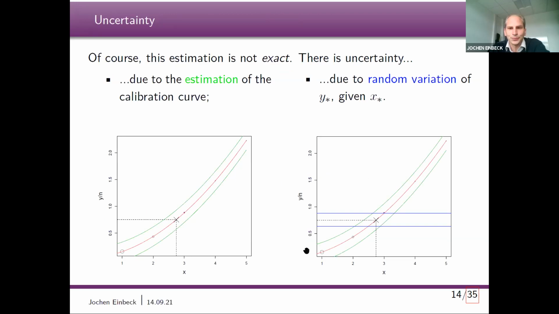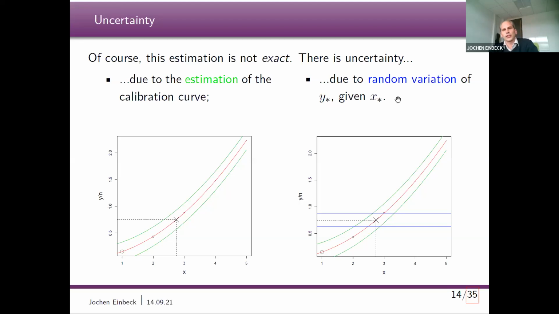When thinking about this, one firstly needs to acknowledge that there are two types of uncertainty coming into play here. There's firstly uncertainty due to the estimation of the calibration curve as such. We have estimated that curve that came out of generalized linear model theory, but these are parameter estimates, so they come with some uncertainty. So you can think of some confidence bands here spanning the actual calibration curve.